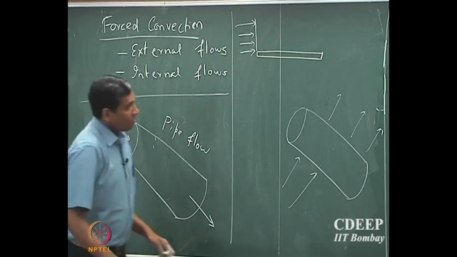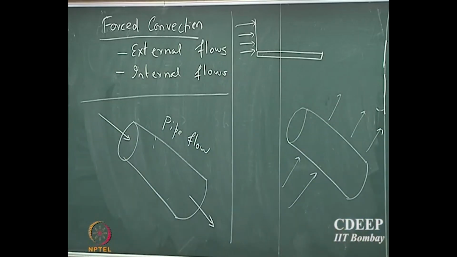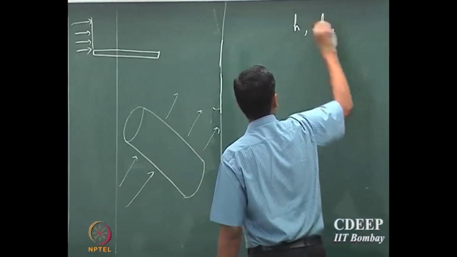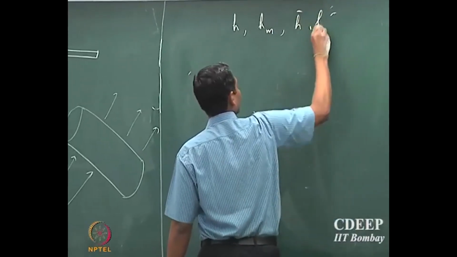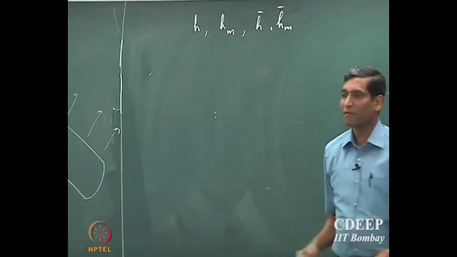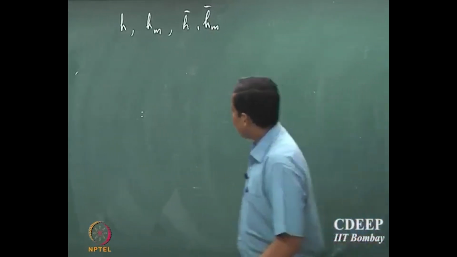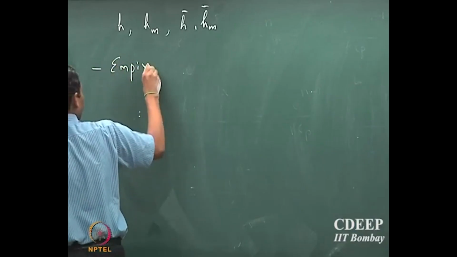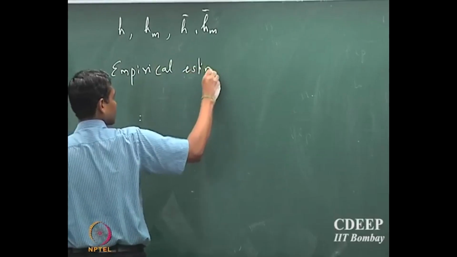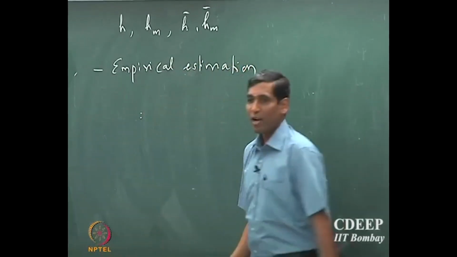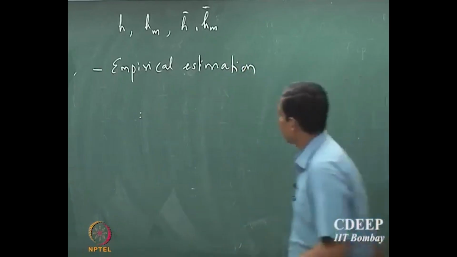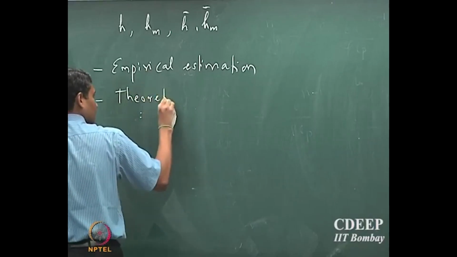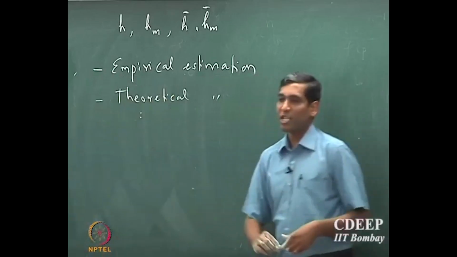Now before we go into the details of this, there are two methods. Note that the objective is to find the heat transport coefficient and mass transport coefficient, local and average. That's the objective for all of these problems. So before we go into that, we're going to look at two possibilities. One is the empirical estimation, and the other is the theoretical estimation. We're going to look at both these possibilities.